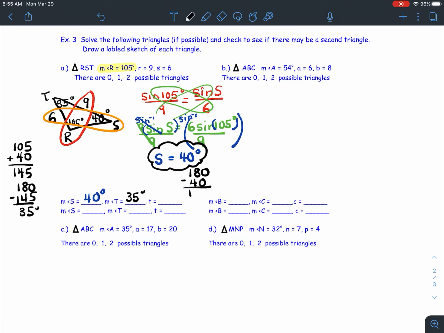Okay, and now I'm going to find side T by setting up the original fraction, sine of 105 over 9, and I'm going to set that equal to sine of 35 degrees, that's angle T, over side T. I'm going to go ahead and cross multiply.